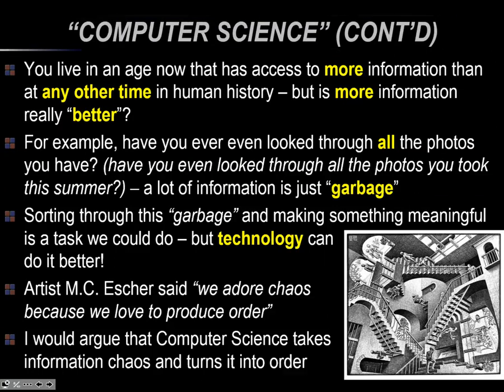It was artist M.C. Escher who said, "We adore chaos, but we love to produce order from that chaos." So I'm going to argue that one of the tasks computer science does is take the information chaos out there of all that information and turn it into something of order.